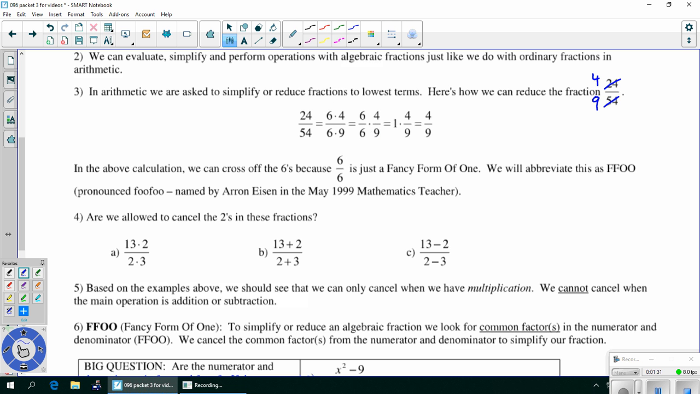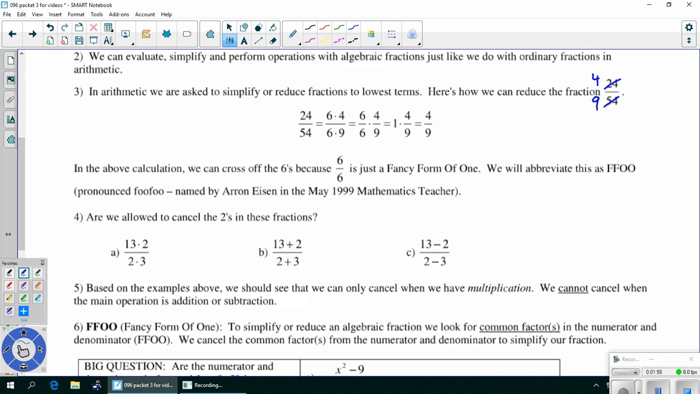And then 6 divided by 6 is just a fancy form of the number 1. And then 1 times 4/9 obviously is just 4/9. So yeah, sure, we could just divide top and bottom by 6, which is normally what we would do, like up here. But really what we're doing is pulling out a fancy form of 1 and then not writing that fancy form of 1. In the above calculation, we can cross off the 6's because 6 over 6 is just a fancy form of 1.